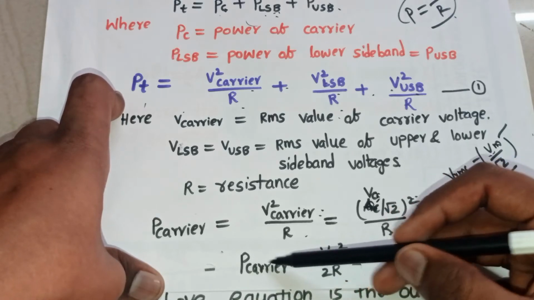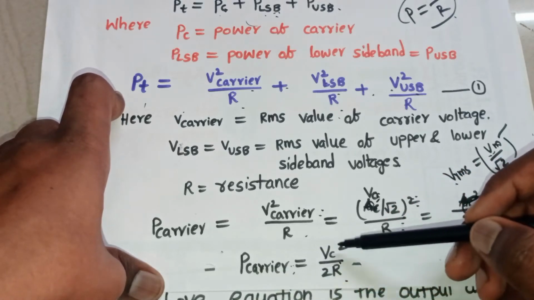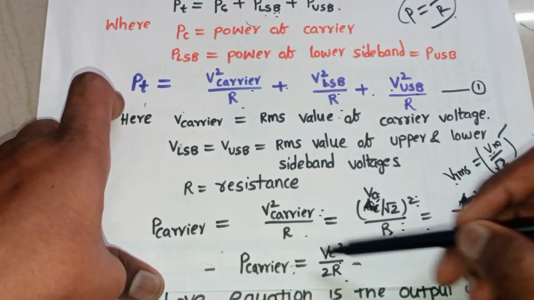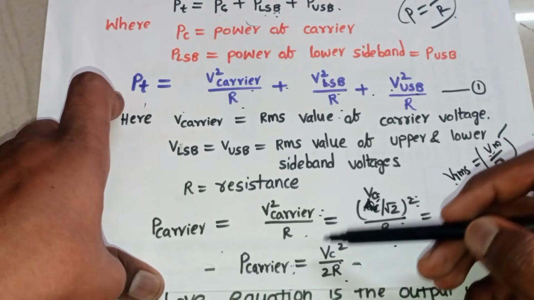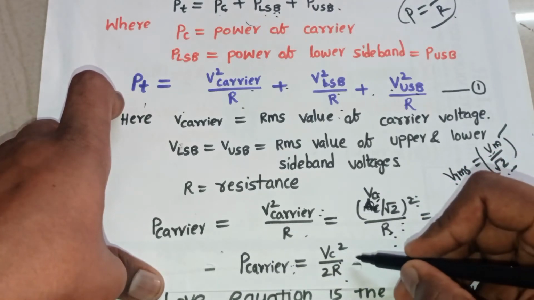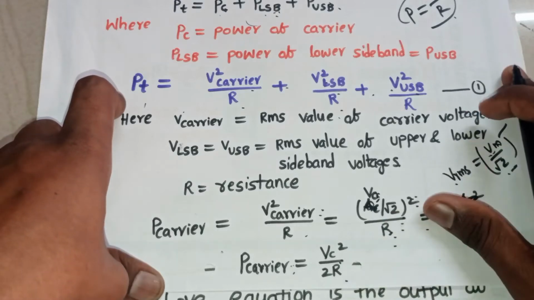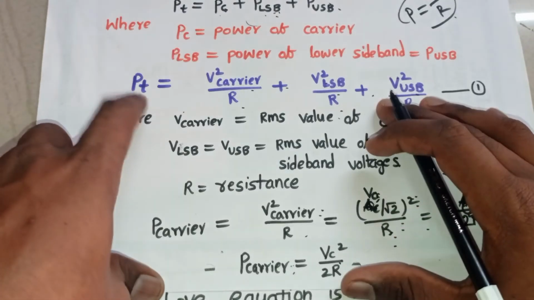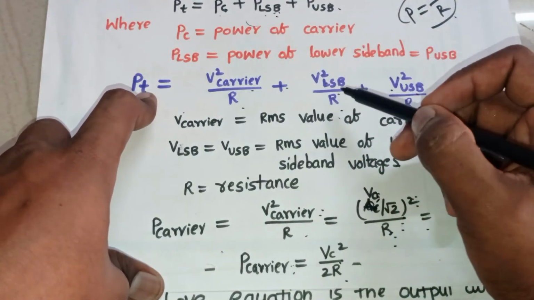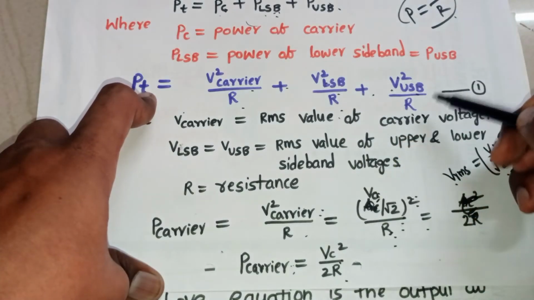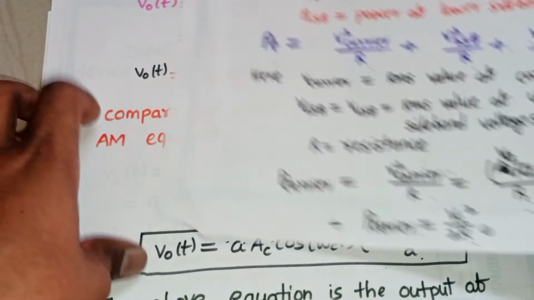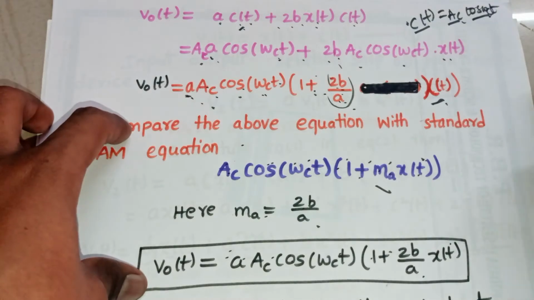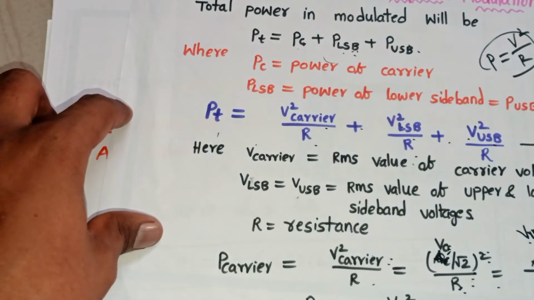That is the power of the carrier signal: P carrier is equal to Vc squared by 2R. Remember this. This is the power of the carrier signal. And in order to find the total power, we need the power of the lower sideband and the power of the upper sideband also.